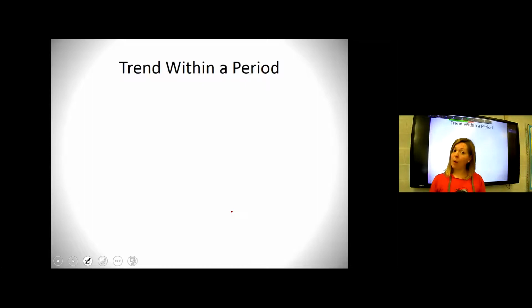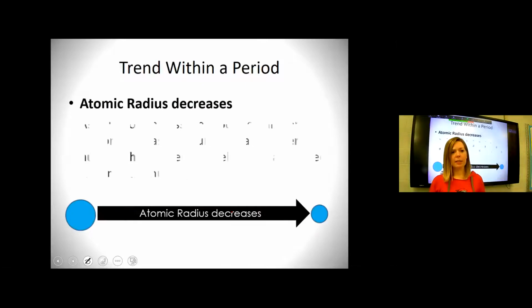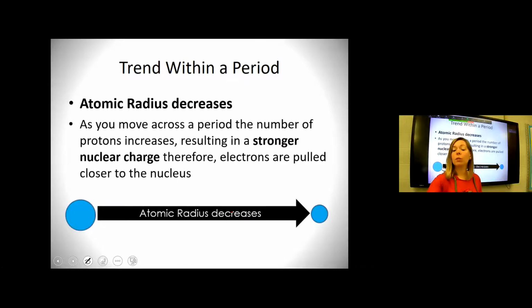So now we need to talk about why that happens. The reason why that happens, if we take a look at potassium and bromine, is they both have 4 electron shells. They're in the same period, so they contain the same number of rings around the nucleus. However, let's draw potassium.